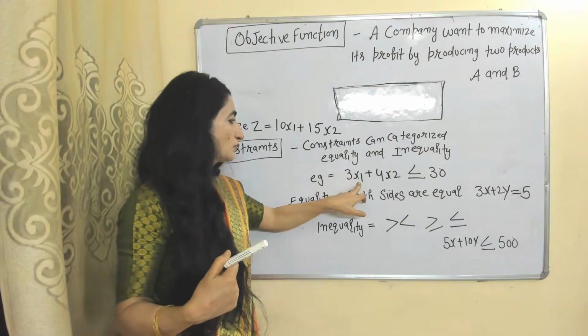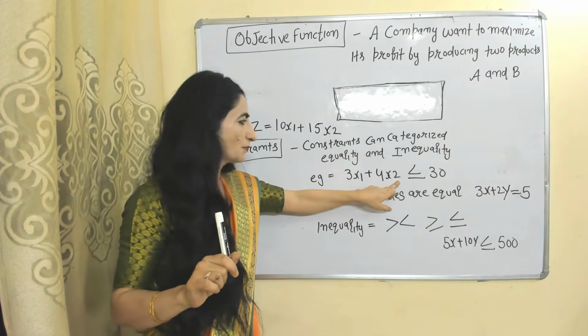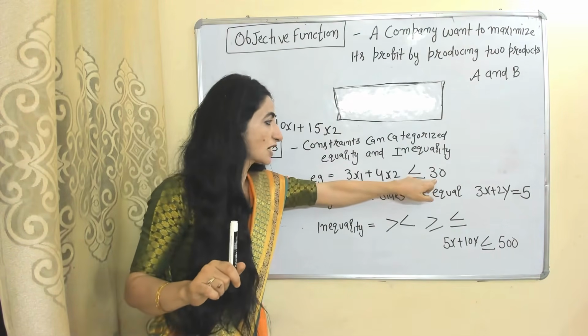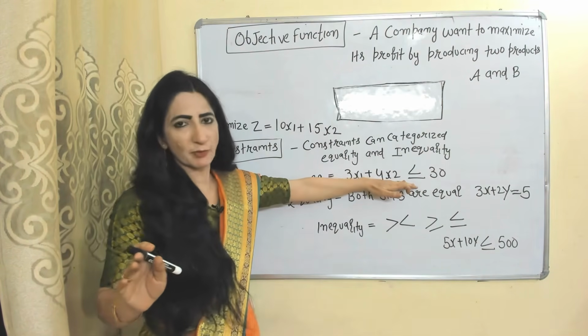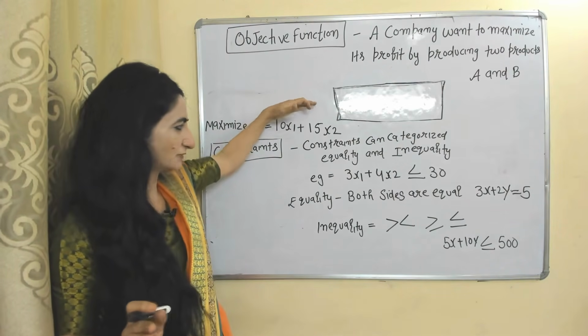In order to produce x1 unit, we need 3 resources. In order to produce x2 unit, we need 4 resources, but resources are not available more than 30. So this is our constraint, this is our problem. Within these constraints, we have to achieve our objective.